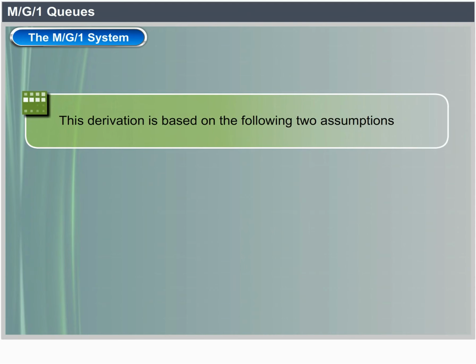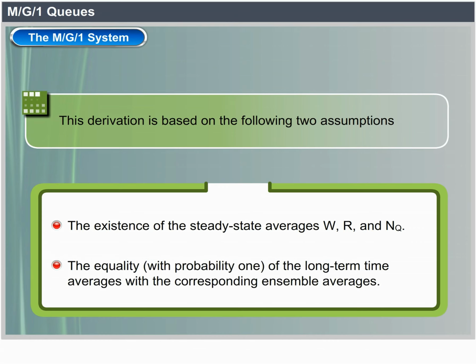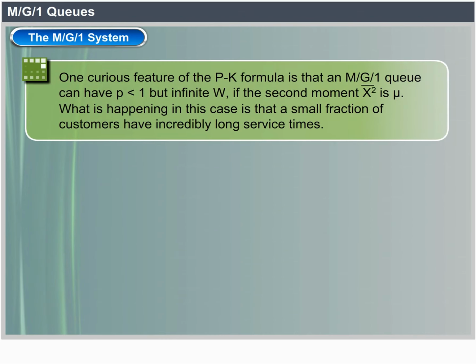This derivation is based on two assumptions: the existence of the steady state averages W, R and NQ, and the equality with probability 1 of the long-term time averages with the corresponding ensemble averages. One curious feature of the PK formula is that an M/G/1 queue can have rho less than 1 but infinite W if the second moment x square bar is infinite.